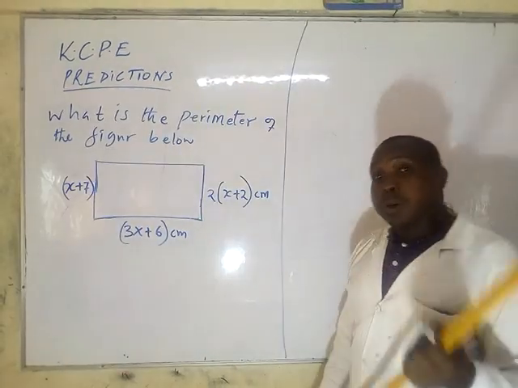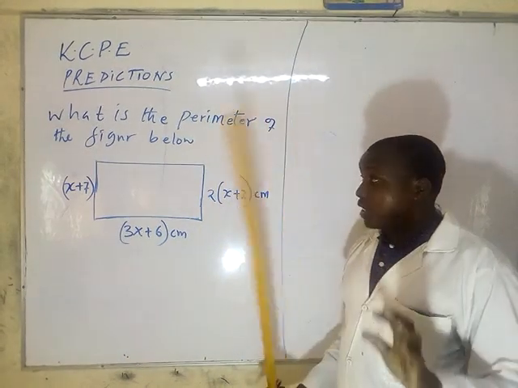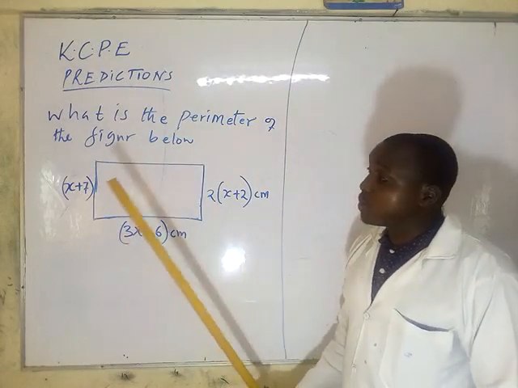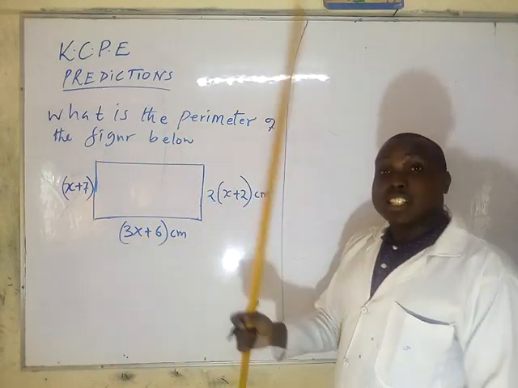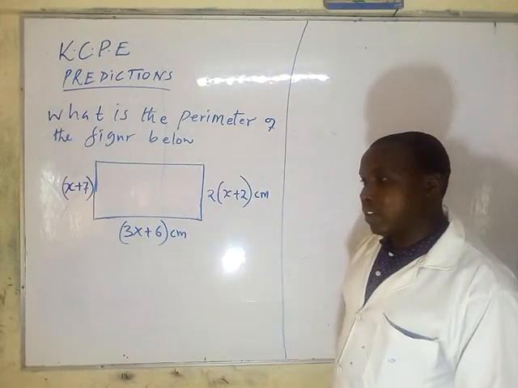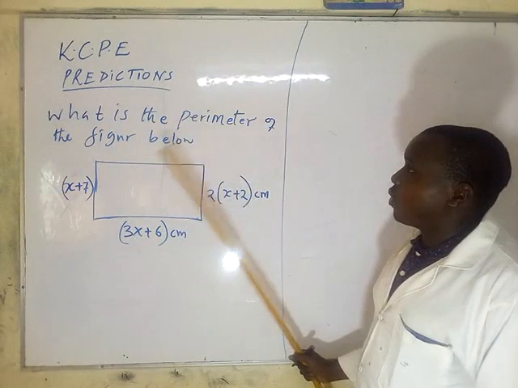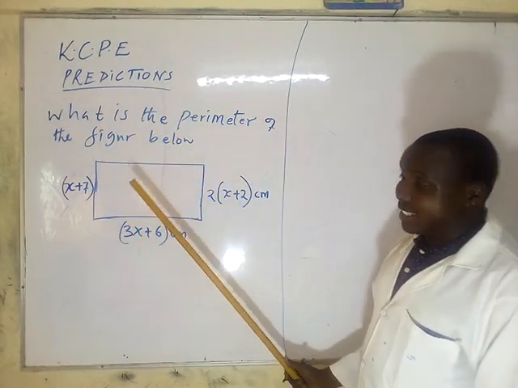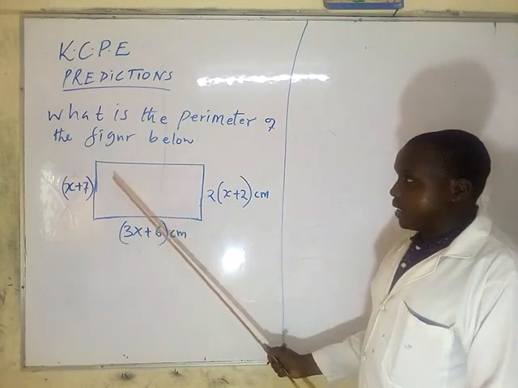Kwa sababu tumesema kwamba tunataka kupredict, hivyo sasa tukiingia kwa hii figure kama hii, tunazungumza kila kitu kuhusu hii figure. Ndio maana ikikuja jinsi itakavyokuja isikupe wasiwasi wala kiwewe. Kwa hivyo, what is the perimeter of this figure, the figure below? This figure, as you can see, it is a rectangle.